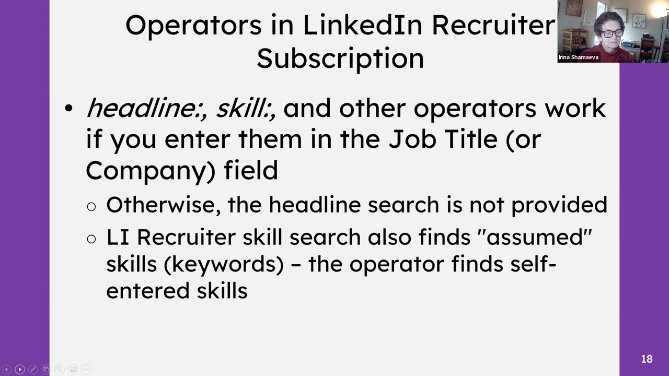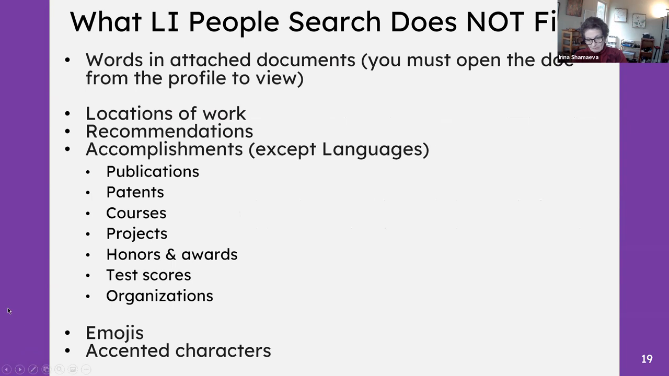Okay. Now, LinkedIn has a database of people, and it searches for a bunch of values, but it does not search for some things that are on the profile. You cannot search for locations of work, even in the keywords. You enter keywords, it will not pop up people who used to work there. Recommendations, accomplishments, all of this stuff. You cannot search for somebody who got an award or has a publication. And emojis and accent characters are ignored. I will show you how to search for all of this good stuff through Google.